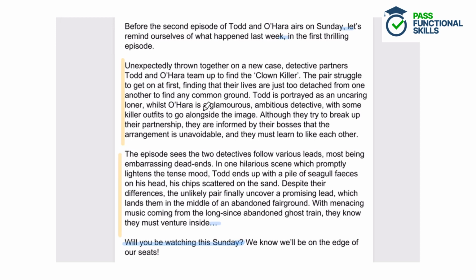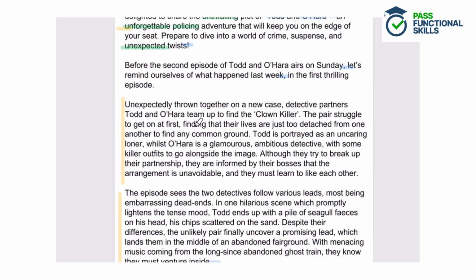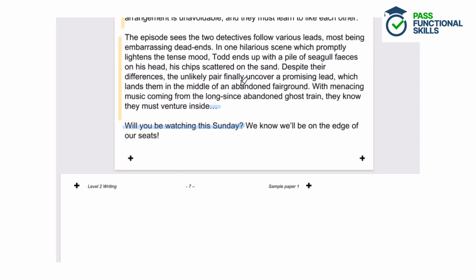Now, other details that we've got, they've explained that it's an unforgettable policing adventure, so including their opinions and trying to persuade people to go and watch by saying, prepare to dive into a world of crime, suspense and unexpected twists. And then it concludes with a little bit of detail, asking whether they'll be watching on Sunday and saying that they will be on the edge of their seats, excited for the new series.